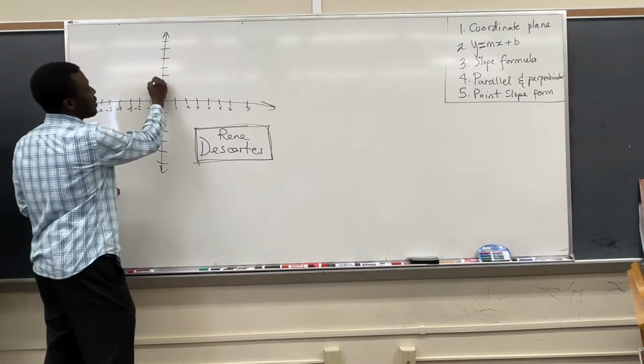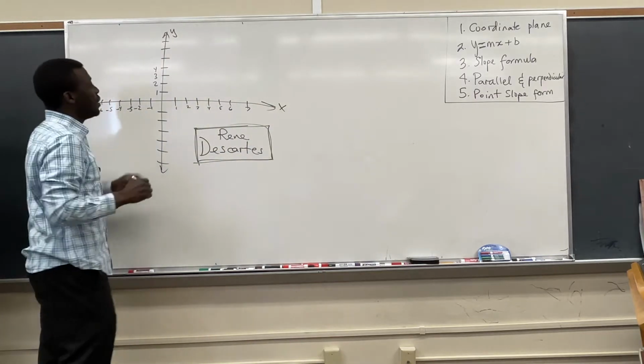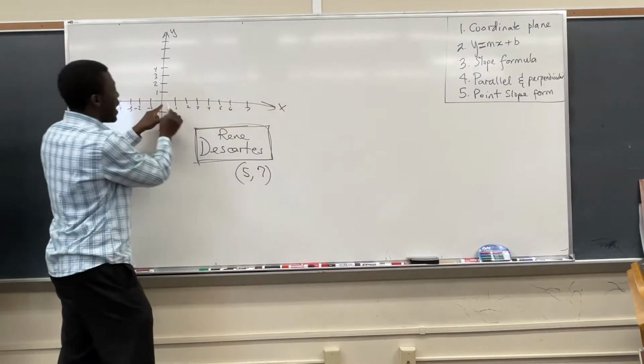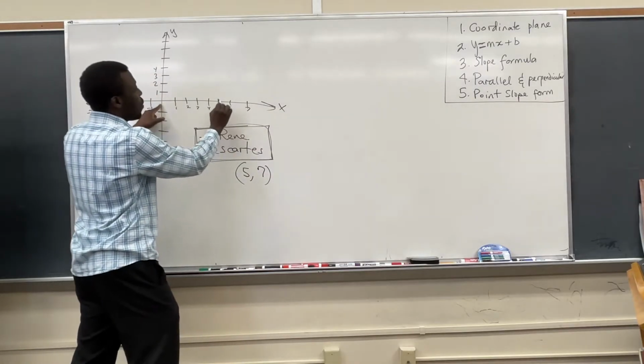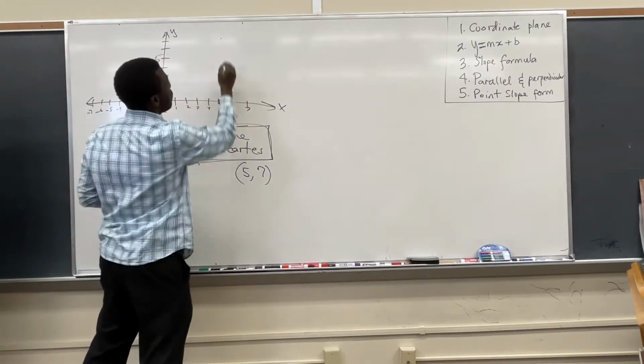With this plane, there are x and y coordinates. This is the x coordinate and this is the y coordinate. So when someone gives us a point like (5, 7), we go to the x coordinate, 5, and we go up to 7. And that is how we get that specific point, (5, 7).